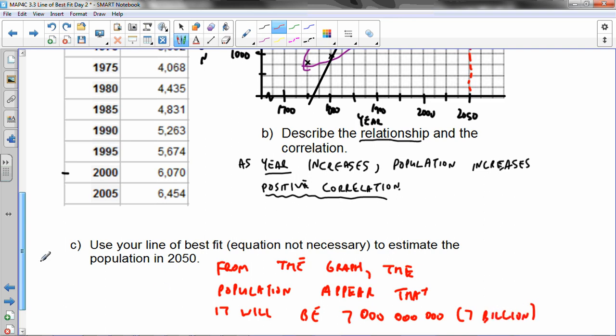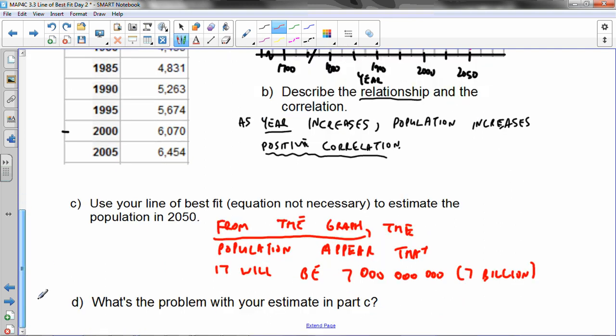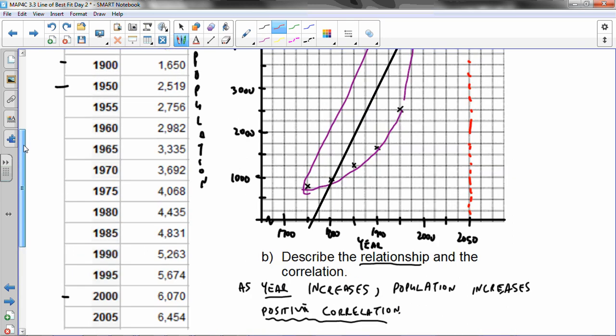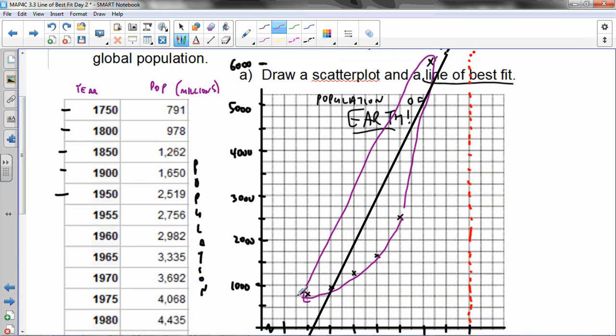We got another question down here. There's the key word there, from the graph. What's the problem with your estimate? The problem with this is this data isn't linear at all. Like this line of best fit, look at how far away from these points were. You know, these points were way off. It should have been a curve of best fit, shouldn't it? And that's one of the problems with line of best fit. It should have been this curve.